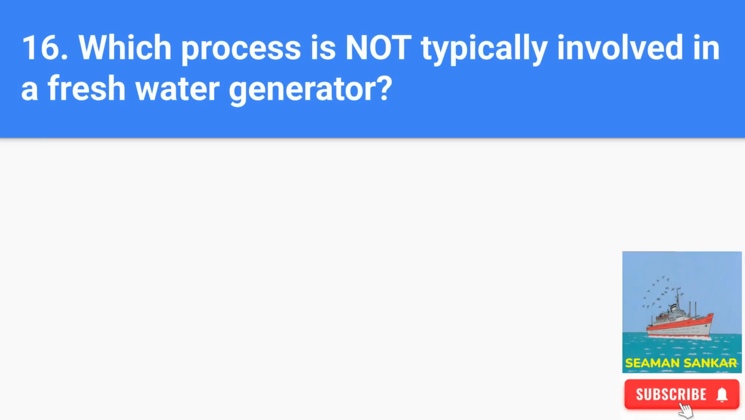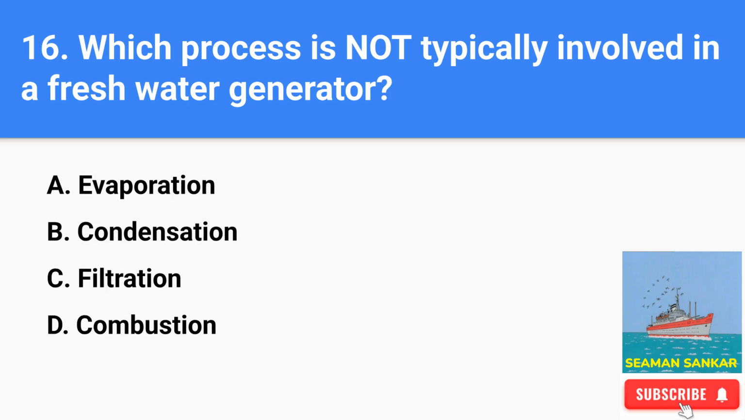Question 16. Which process is not typically involved in a freshwater generator? A. Evaporation, B. Condensation, C. Filtration, or D. Combustion? The answer is D. Combustion. Freshwater generation involves phase changes, but not combustion.